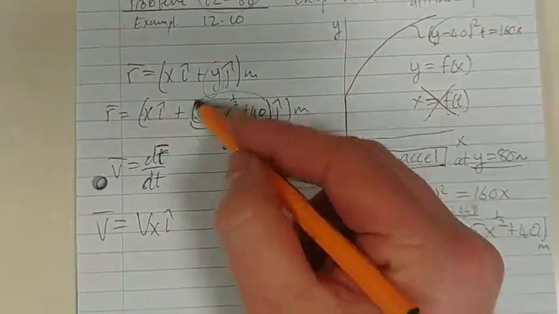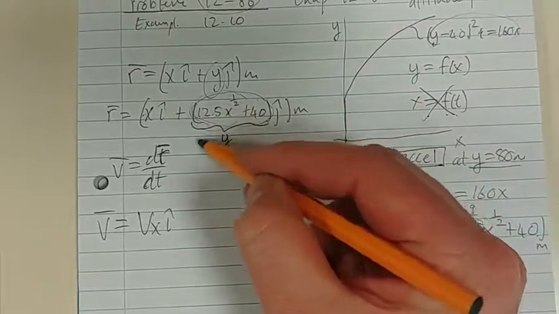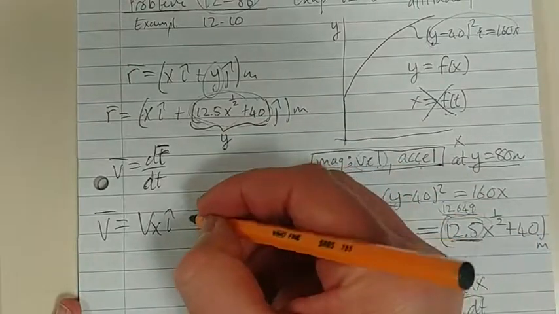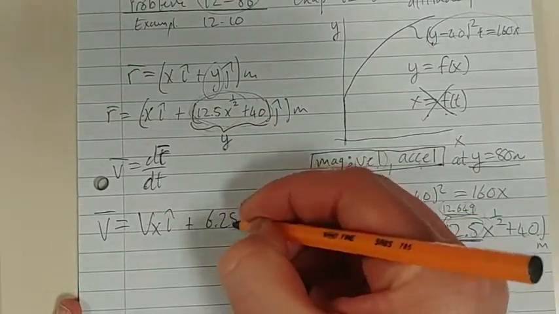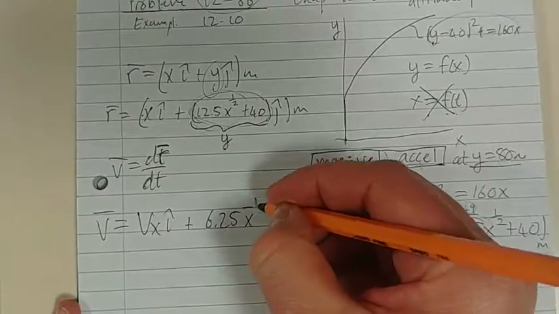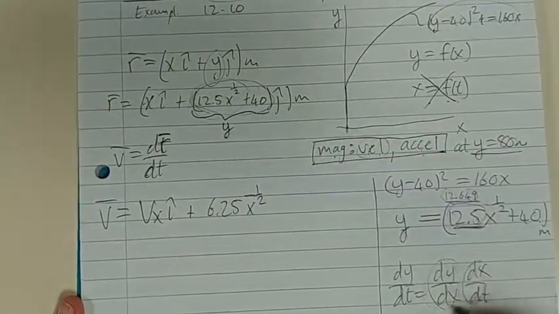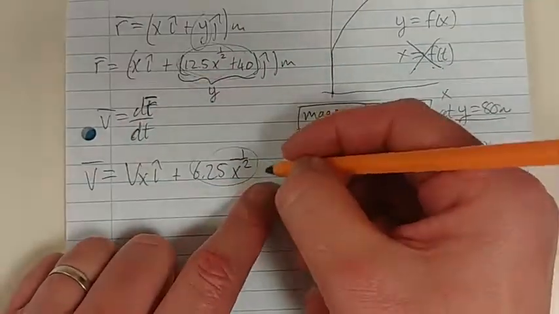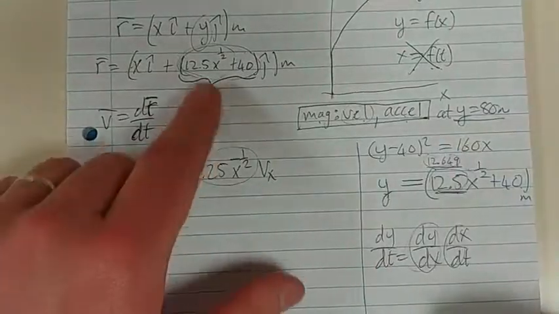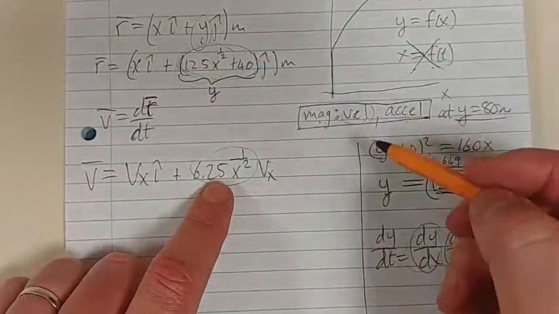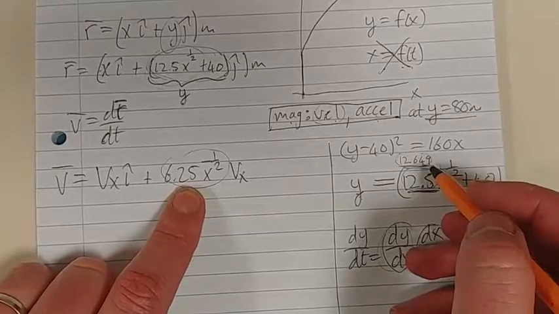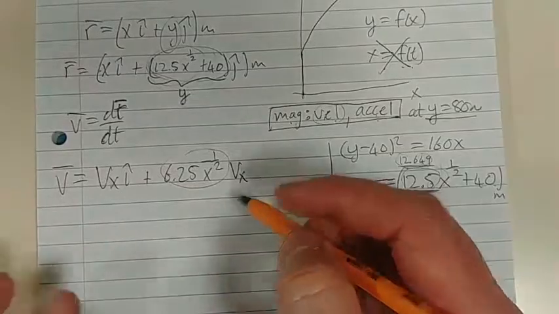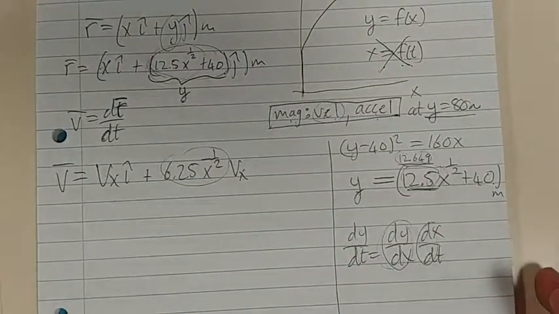So what is dy/dx of this? dy/dx of that is going to be 6.25 x to the minus a half. That's dy/dx. But then we still need dx/dt, which is just Vx. Again, note 12.5 is incorrect. It should be 12.649, but I wrote it down incorrectly and I solved the whole problem like that. And you'll see I got quite a large error at the end.